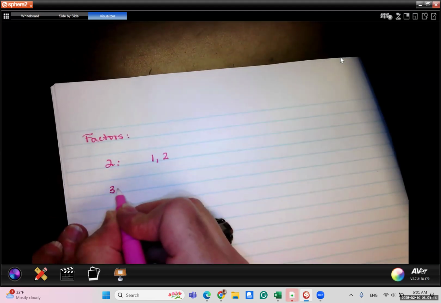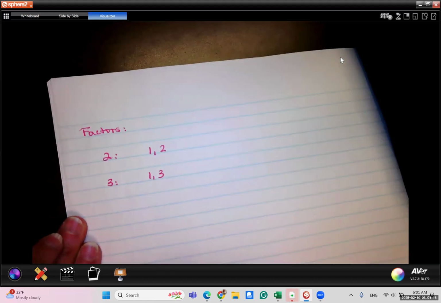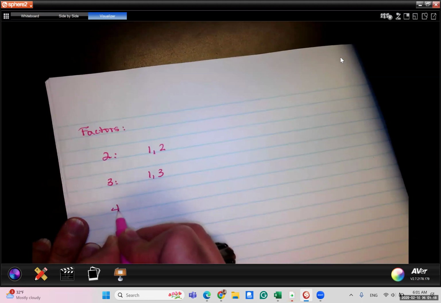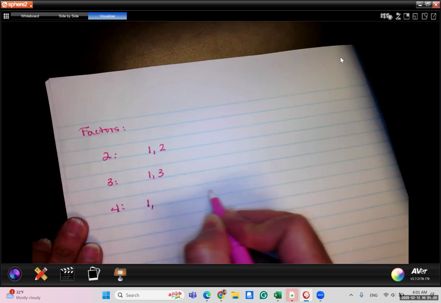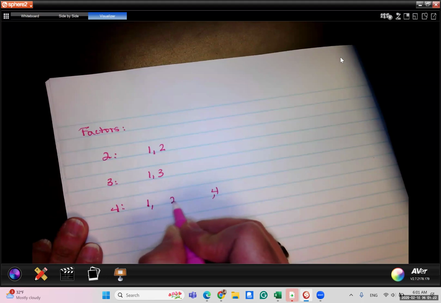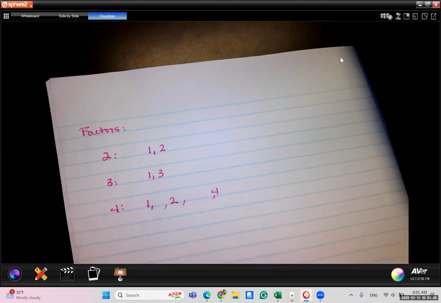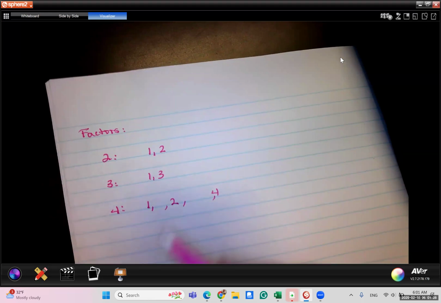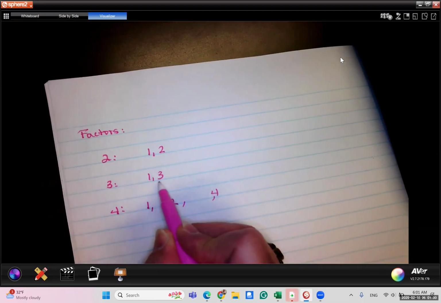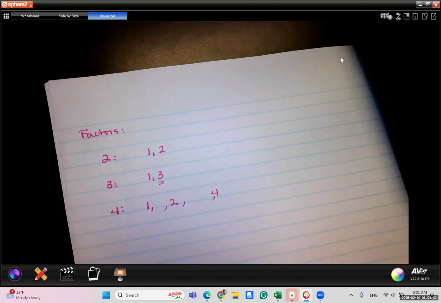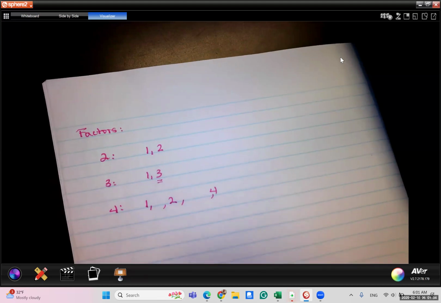Factors of 3 are the same, 1 and 3, okay? But then if you look at 4, you can do 1 and 4, and then 2 and 2. So 2 times 2 also gives you 4. So those are the 3 factors of 4. We notice that every number has itself and 1 as a factor. That's always the case. But then in addition to that, what other numbers can you think of that multiply together would get to that number?